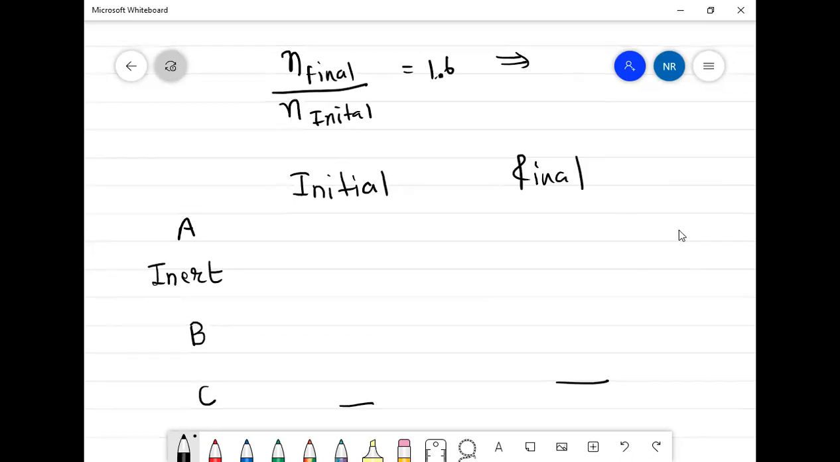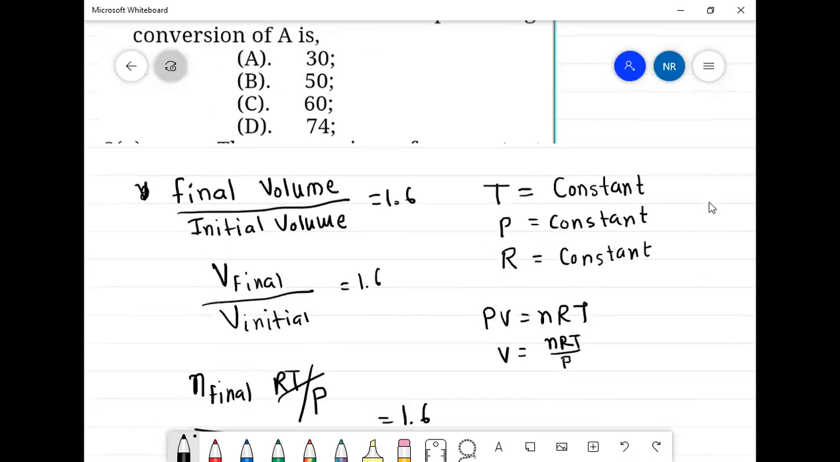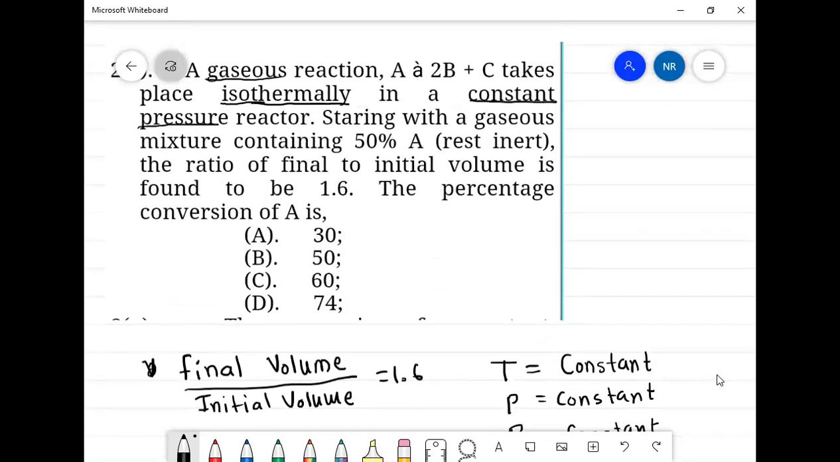Wait a minute. The gaseous feed contains 50% A, the rest inert. It means 50% inert.